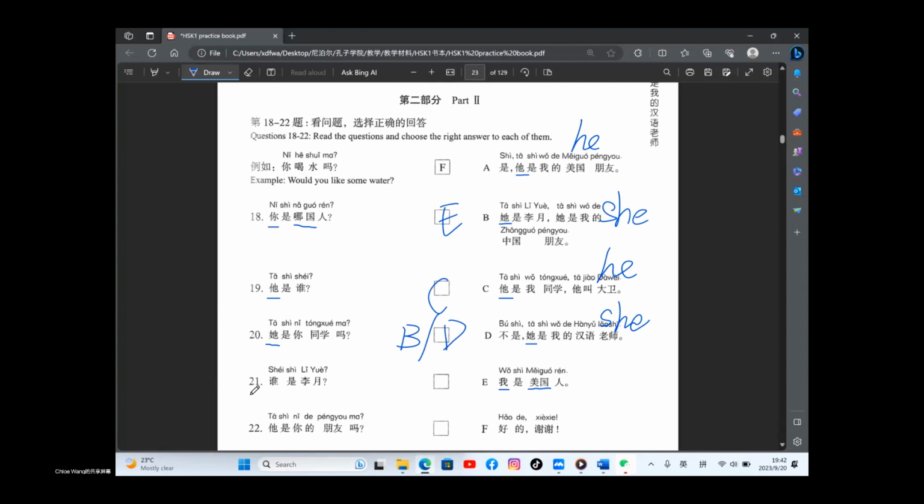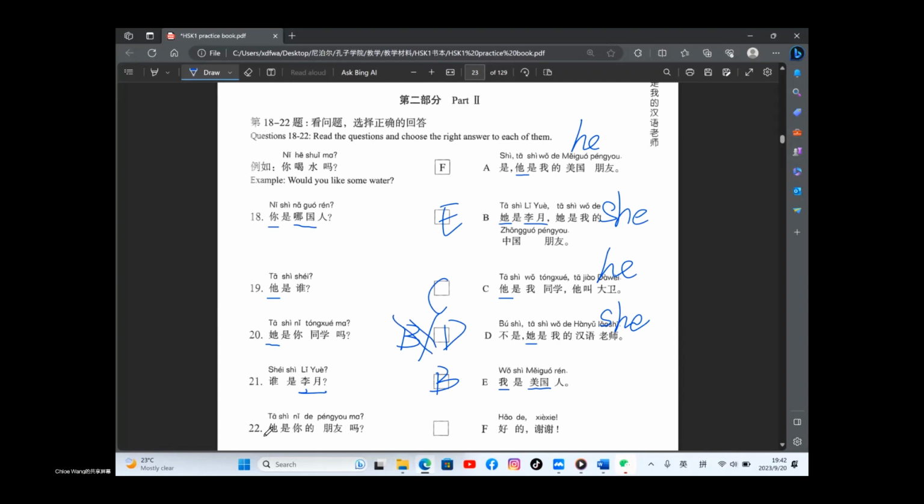Question 21. 谁是李月? Who is 李月? Here we got a name, 李月, so the answer must be something with 李月. Right, and which one has 李月? B. 李月. Who is 李月? She is 李月. 她是李月. So 21 we choose B, and that's when we cross off the B from question 20.